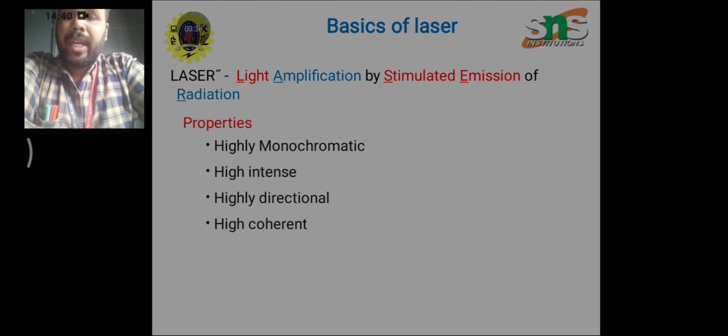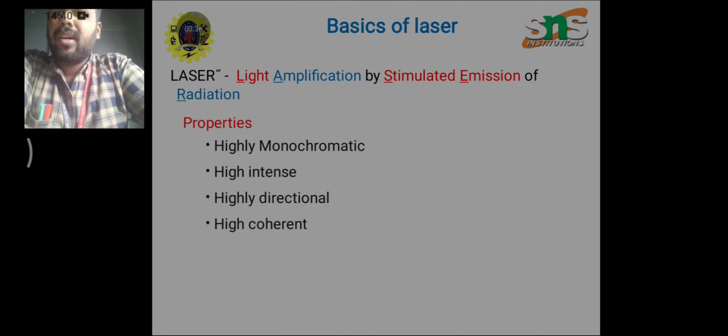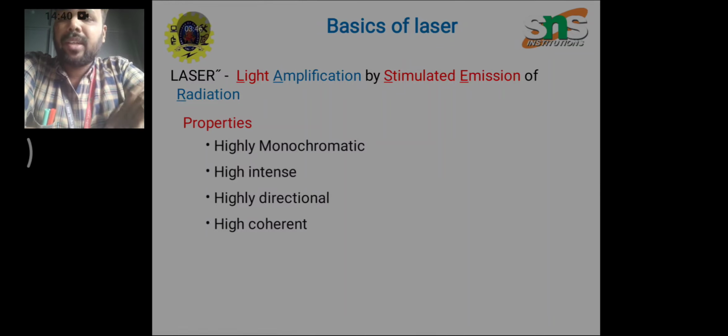Coherent means the wavelengths of laser light are in phase in space and time, whereas ordinary light can be a mixture of many wavelengths, which are not in phase. It is possible to observe interference effects from two independent laser beams. The coherence of a laser produces a high power, that means 1.5 times 10 power 12 watt per centimeter square.